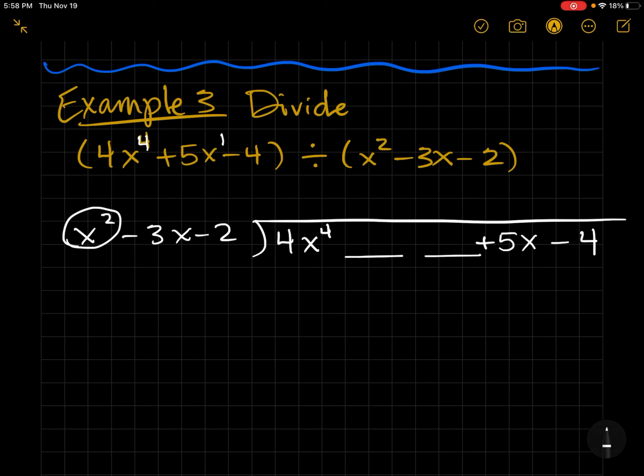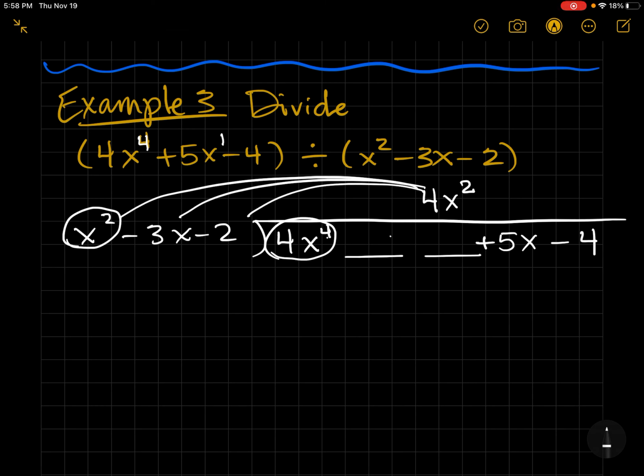Okay, so now what can I multiply this by to get this? That is the question. So I want 4x squared. And that's the fourth power, the third power. This is my squared column. So I'm going to put 4x squared here. And I'm going to distribute to all three. And that's going to go here, here, and here. Okay, so that'll be 4x to the fourth minus 12x cubed minus 8x squared.